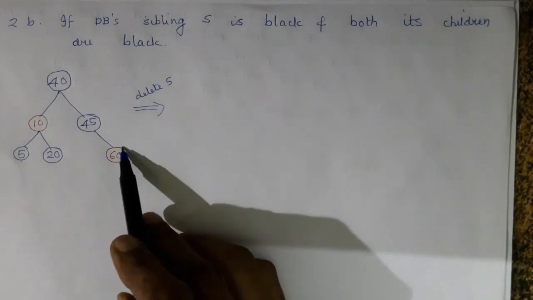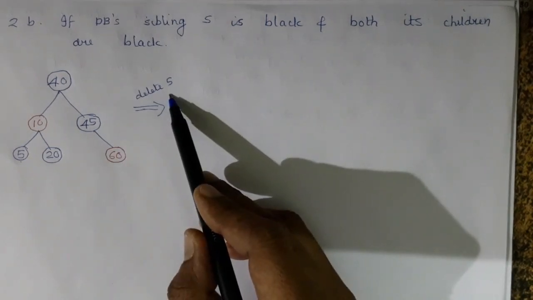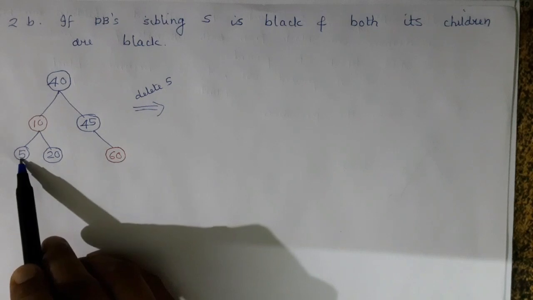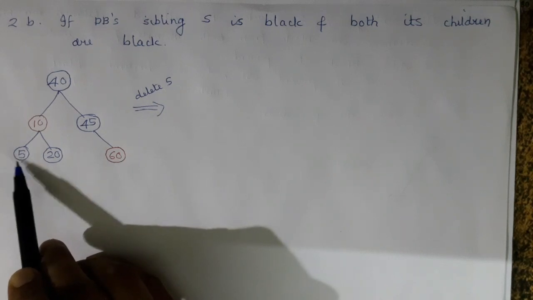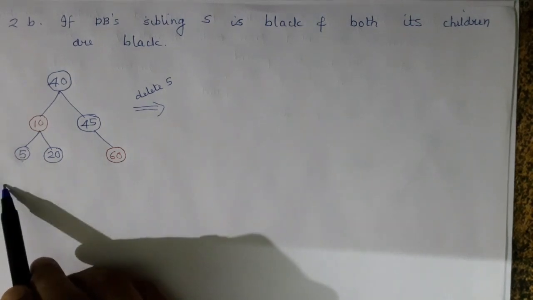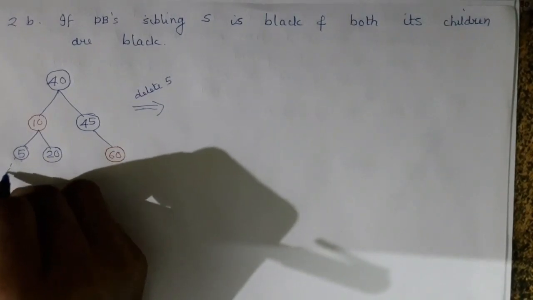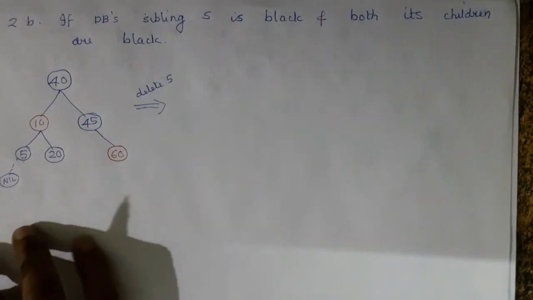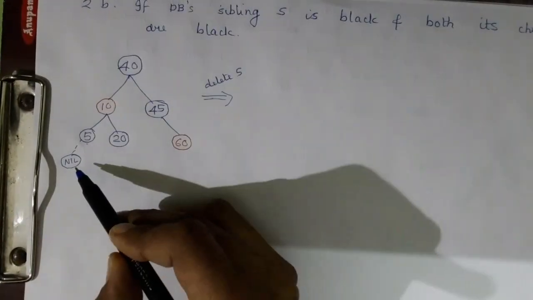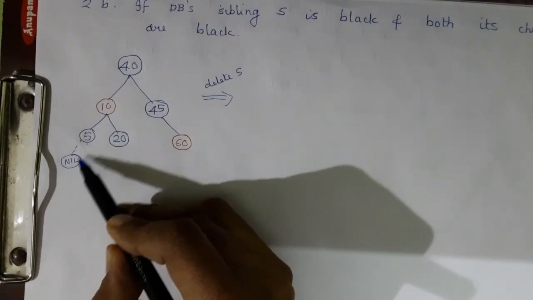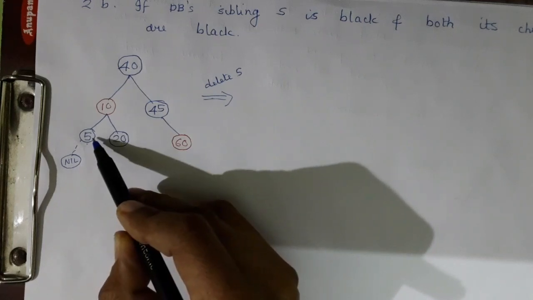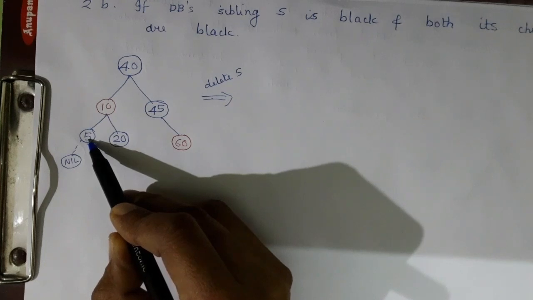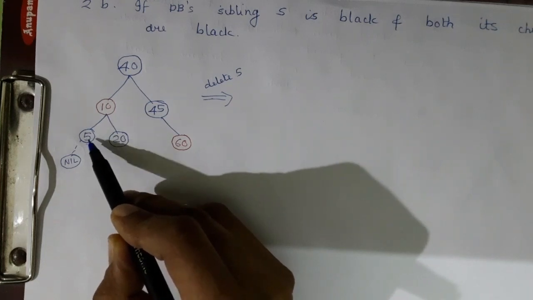So suppose in this example, our aim is to delete 5. So 5 is this node. To delete 5, it is a black node. We replace 5 by its nil node. So here we have the nil node. So 5 is replaced by nil node. When 5 is replaced by nil node, both are black. This replaced nil node becomes double black. So that is an issue. We have to resolve that issue.